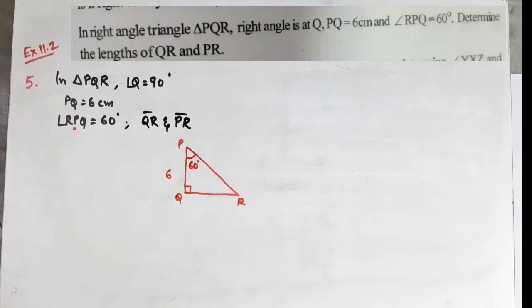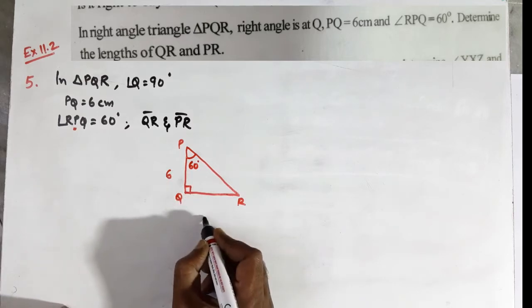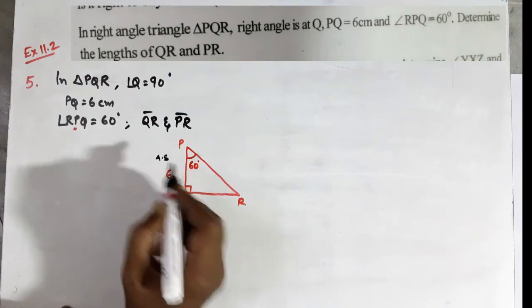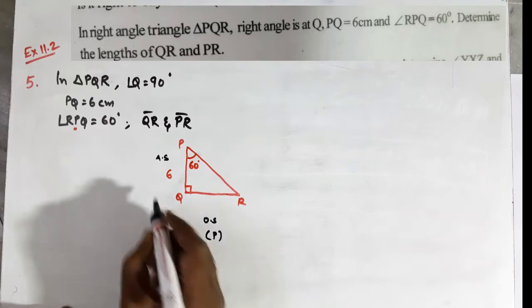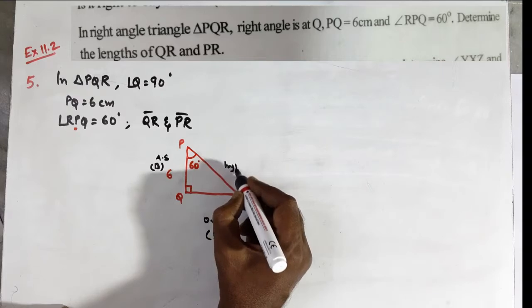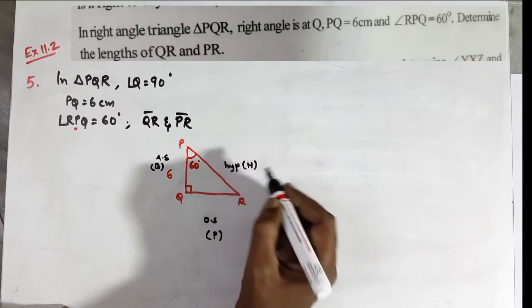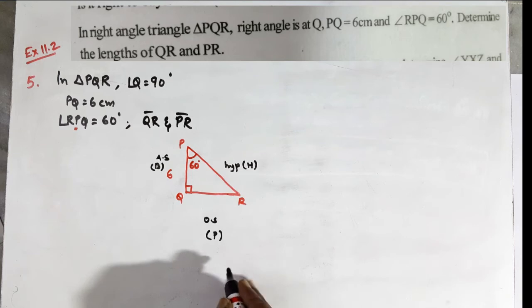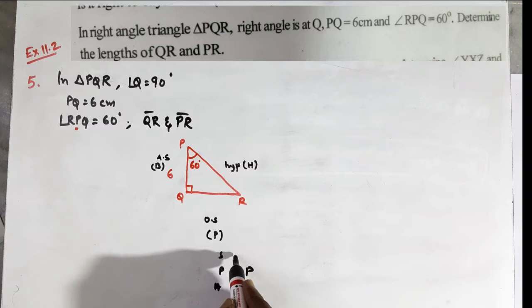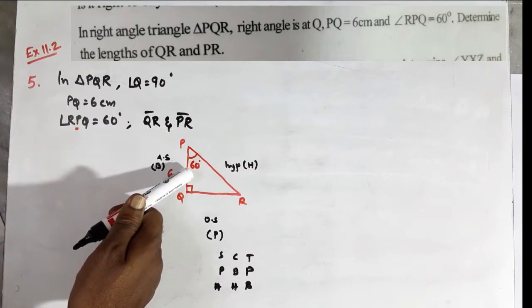So here, if the angle is given, what happens? This is the opposite side and this is the adjacent side. Opposite side means perpendicular, adjacent side means base, and this is going to become the hypotenuse, H. So here we know the mnemonic for sine, cos, tan. So for this angle, consider this one.